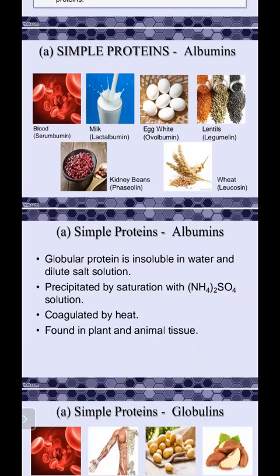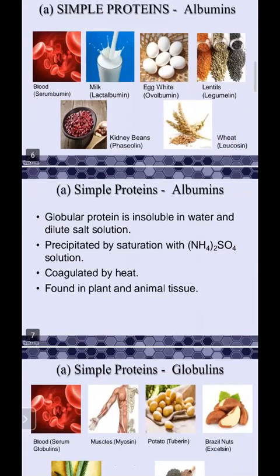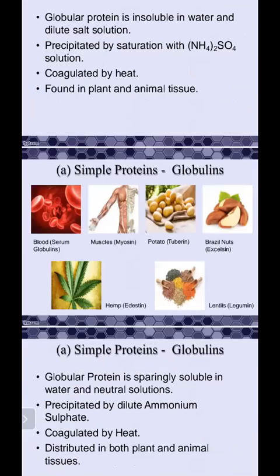Suppose you are asked to define protein. Whenever you define proteins, after the definition of protein, what you have to write is some examples of proteins. Okay, whether they are asking or not asking, wherever it is applicable, you have to write. Then the second simple protein is globulin.